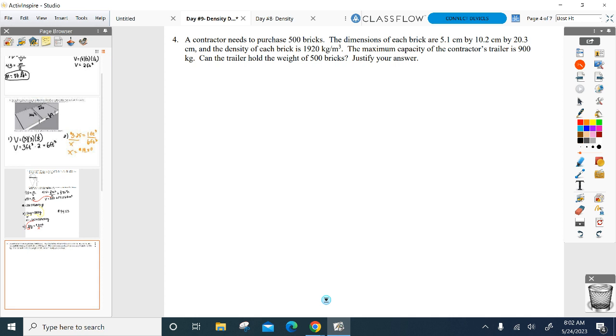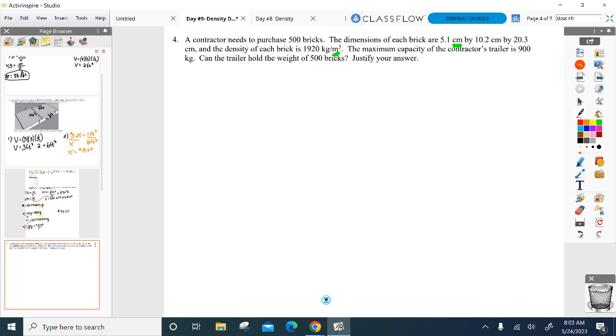All right, so we need 500 bricks, kind of like the 50 snow cones. We need 500 bricks. You see the dimensions of the brick, and I give you the density. Stop. Anybody got a problem? I do. What's the problem? What's the density in? Do we see what the density is in? Meters. But what's my bricks in? Centimeters. That's a problem. All right, I got to convert it.